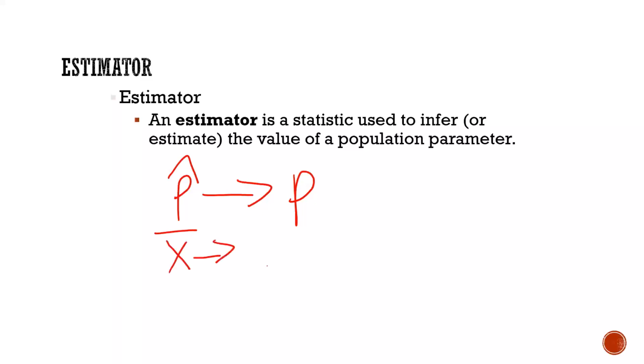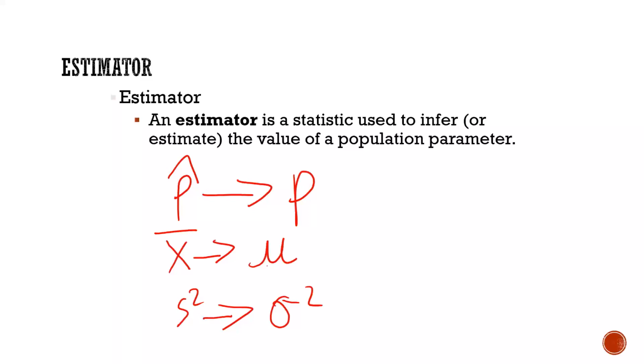The mean height of this class is whatever it is. I can use that to estimate the mean height of all Americans. This is the harder one: the standard deviation, the variance of this class is what it is. I can use that to estimate the variance of the entire population. So those are examples of estimators.